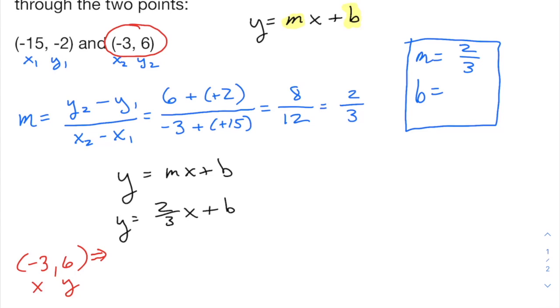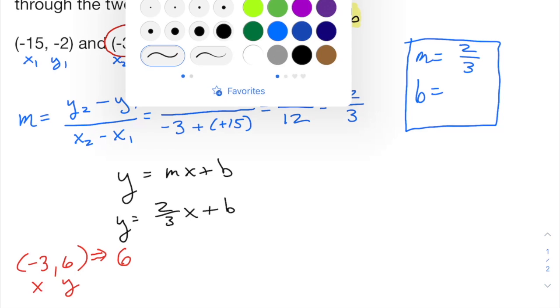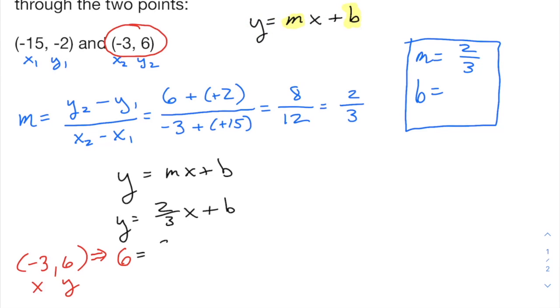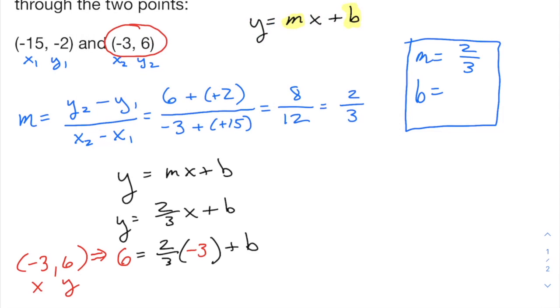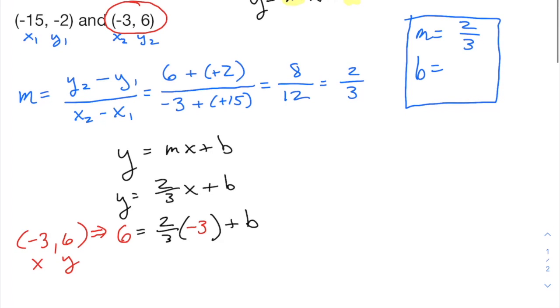So I'm going to substitute those values in. Just make sure to put the 6 in for the y. So in this equation, I'm going to replace y with 6 equals 2/3 of my x value plus b, and my x value is -3. So notice what I did. I plugged in 6 for y and -3 for x. And the 2/3 is there because that's the slope. And so now I'm just going to solve that for b. b is the only variable.